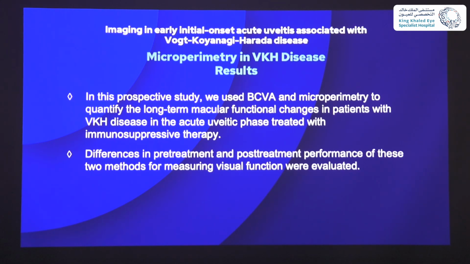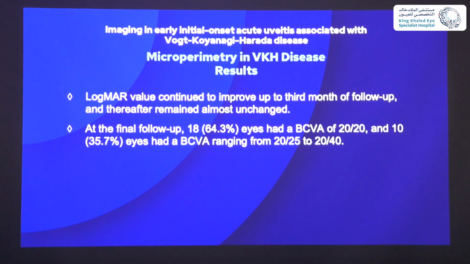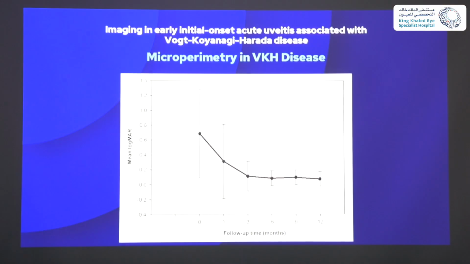And it gave us a numerical value for the fixation stability. So we looked at best corrected visual acuity and macroperimetry to quantify the long-term macular function changes in patients with VKH disease in the acute uveitic phase treated with immunosuppressive treatment. Of course, we analyzed the data. We converted the Snellen visual acuity into logMAR visual acuity.